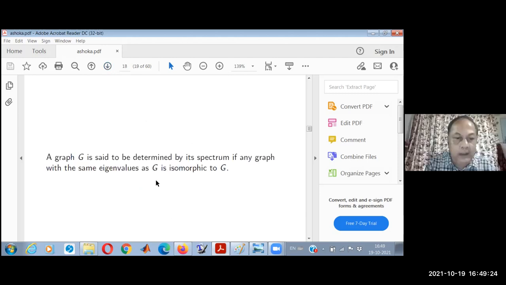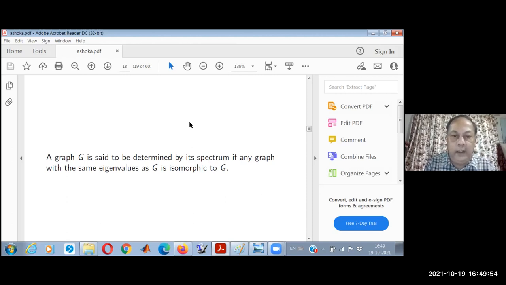Okay, so a graph is said to be determined by the spectrum if any graph with the same eigenvalues is isomorphic to that graph. Now the question comes, which graphs are determined by the spectrum? Deciding whether a graph is determined by its spectrum or not has to be done on a case-by-case basis, and usually it is complicated.